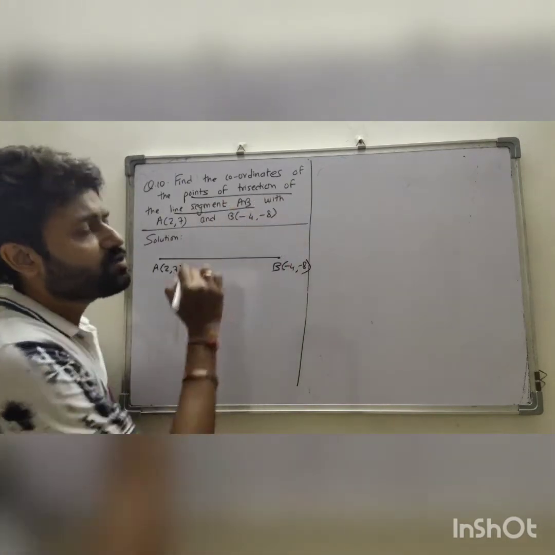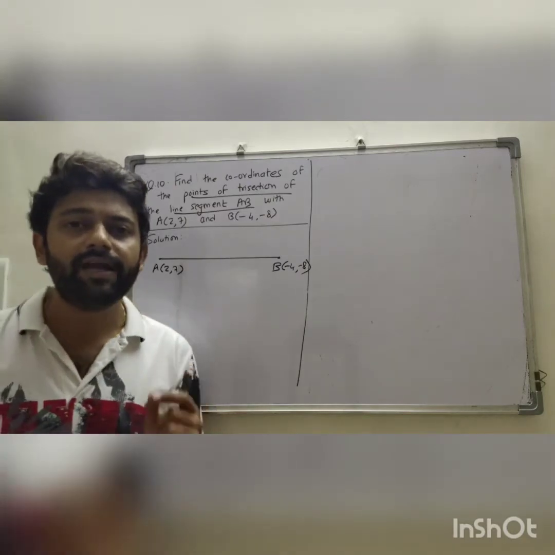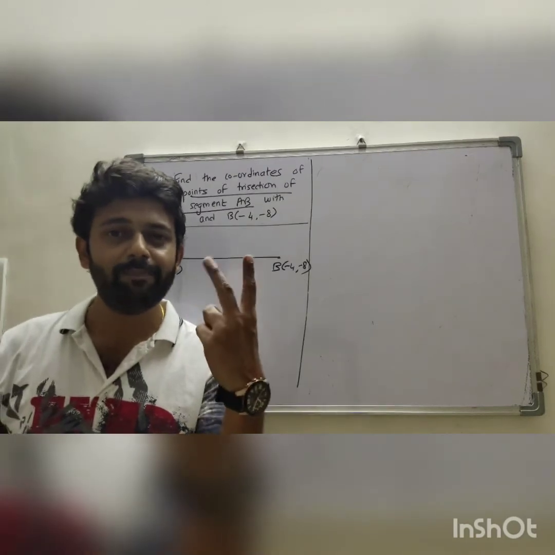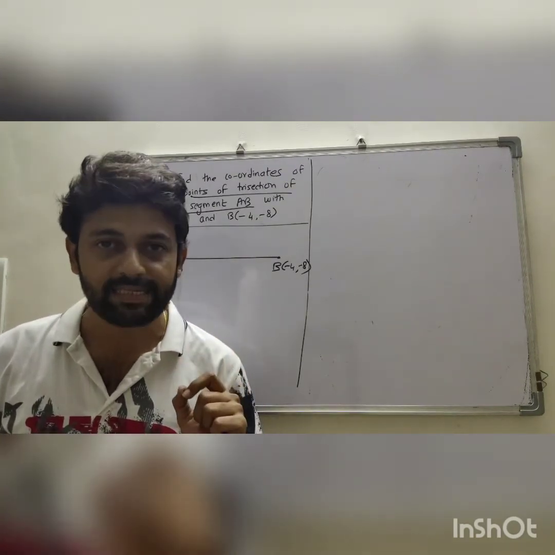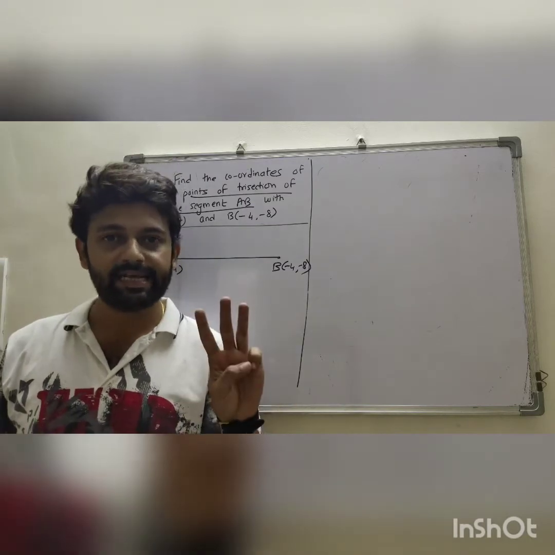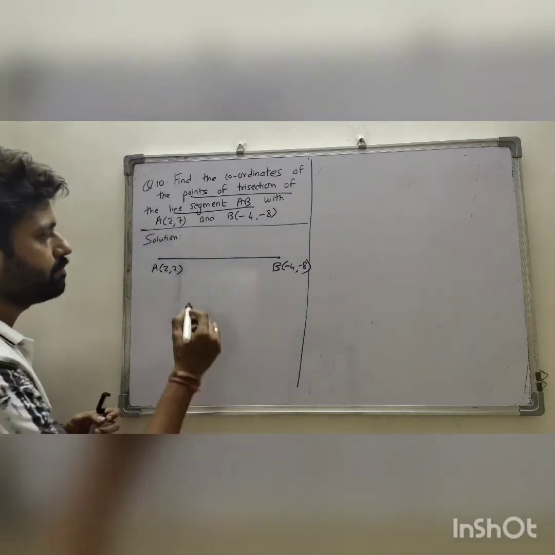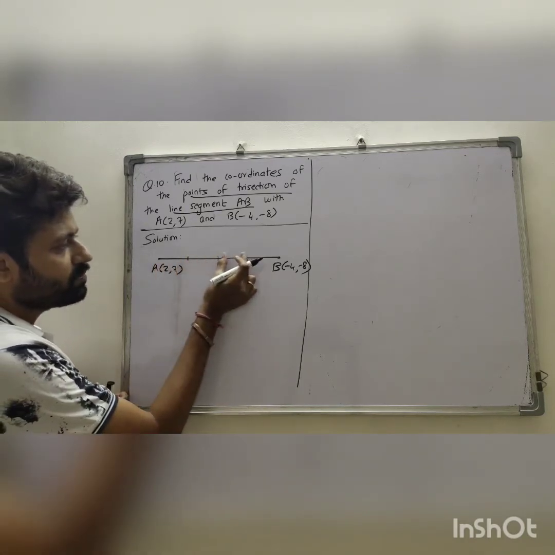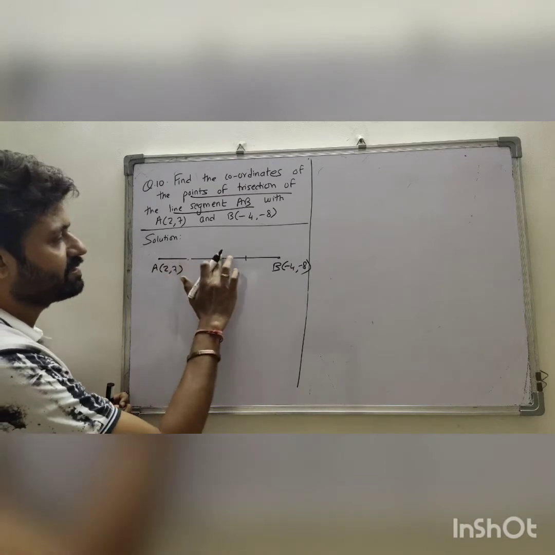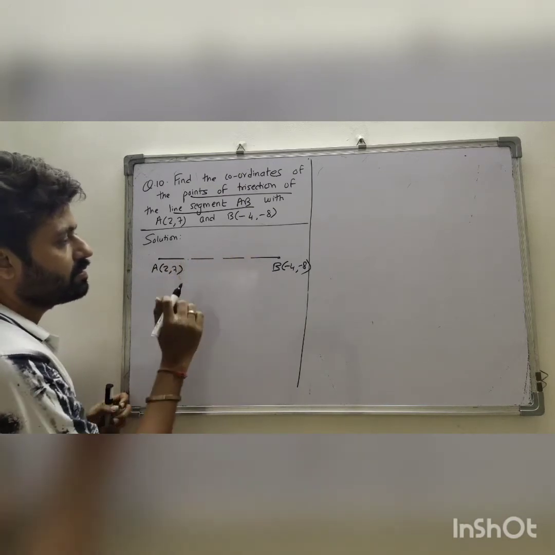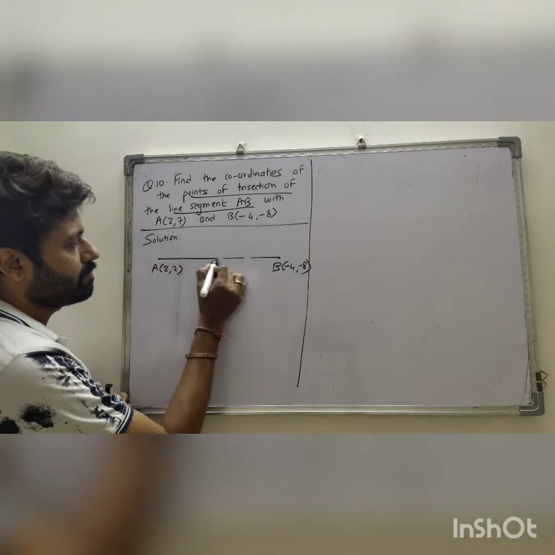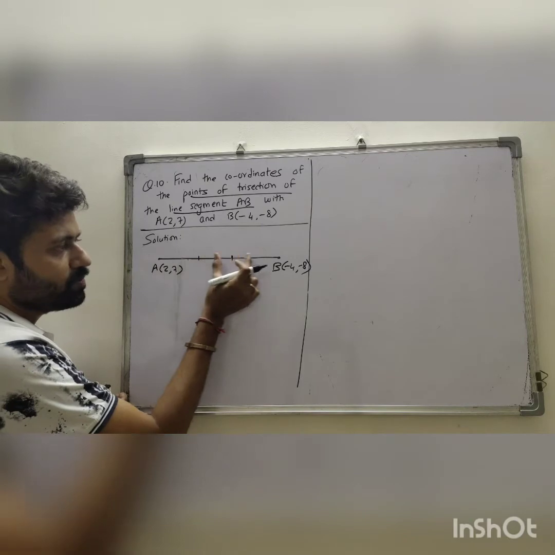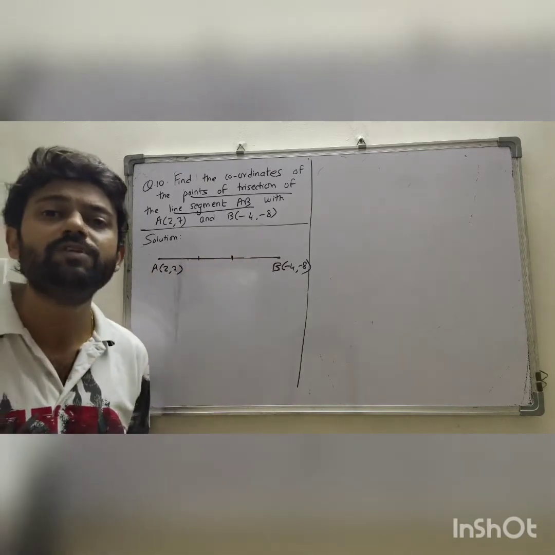Find the coordinates of the points of trisection. Trisection meaning it divides this section into 3 equal parts. Bisect means 2 equal parts. Trisect means 3 equal parts. 1, 2, 3, 4. Oh, this is trisect. Trisect means only 3 parts. 1, 2, 3. This is how you have to do the trisection.